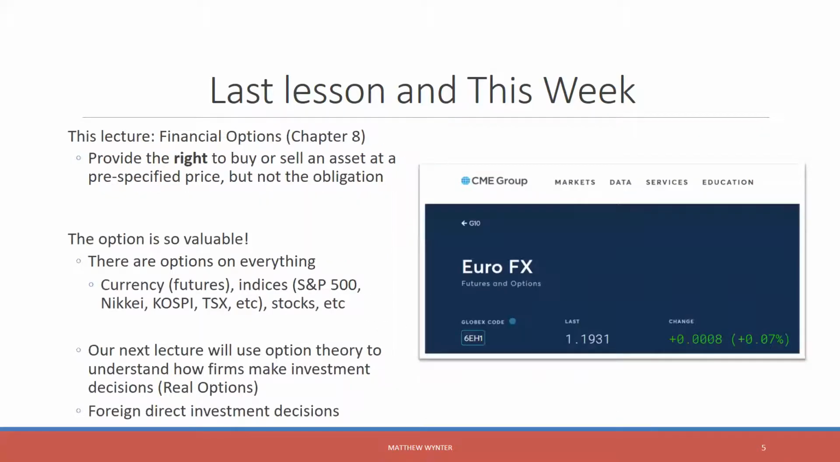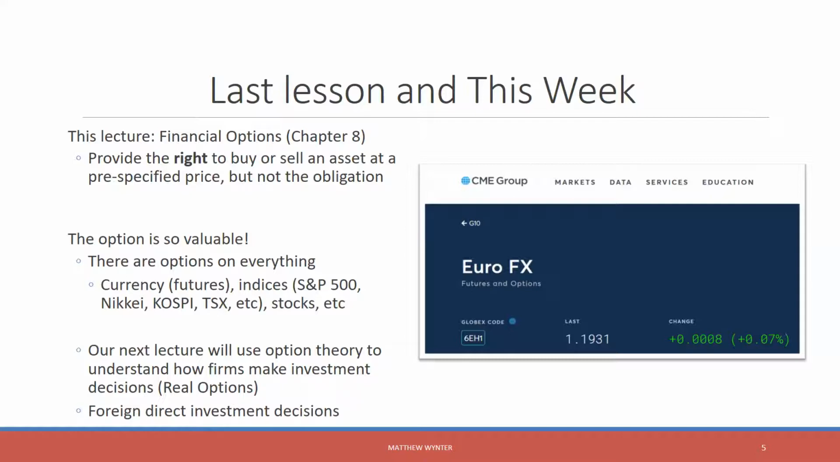So in this lecture, we're really going to delve deeper into financial options. We're going to look at one specific type of derivative that's very unique. Financial options are going to provide the right to buy or sell an asset at a pre-specified price, but not the obligation. We have the right, but not the obligation. That option in and of itself is going to be so valuable.